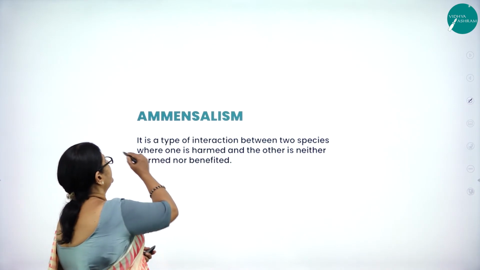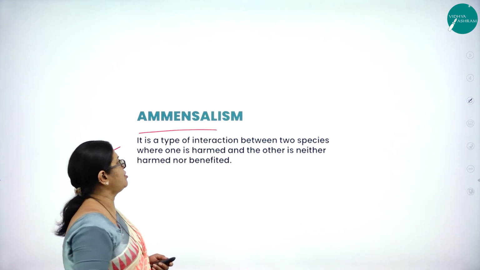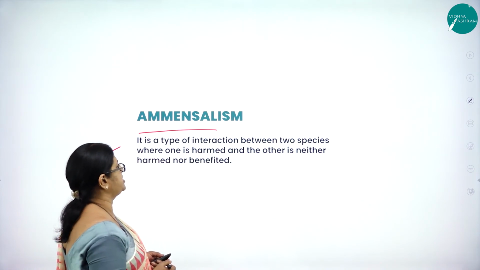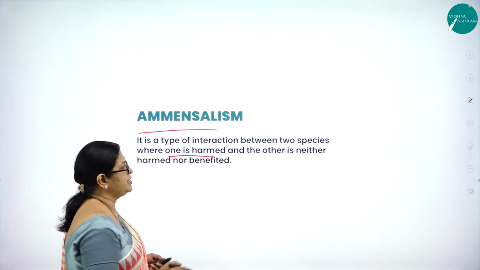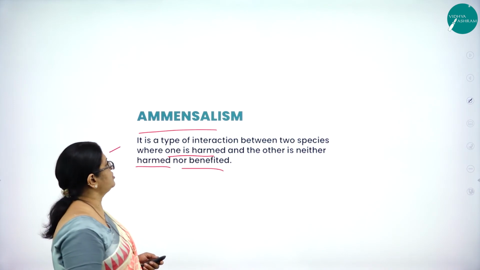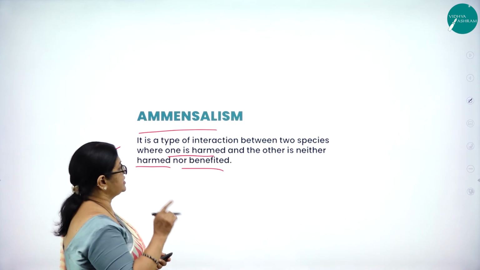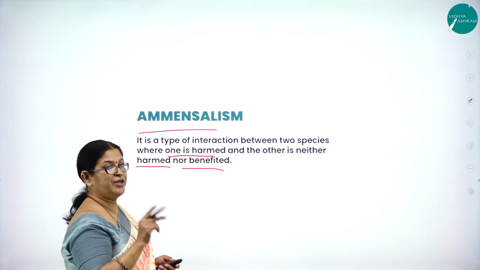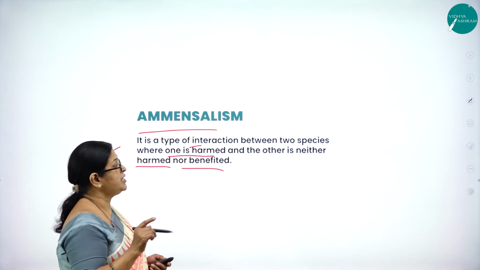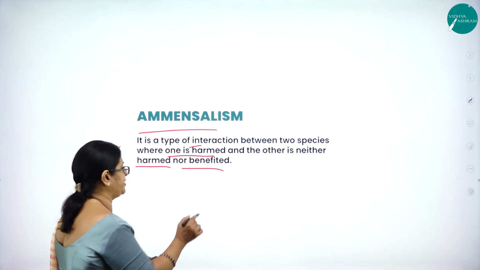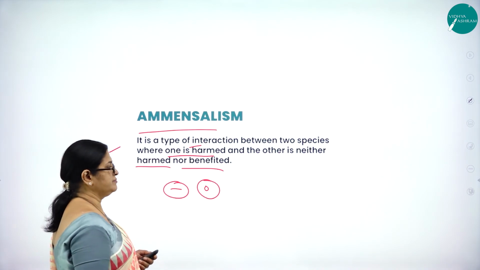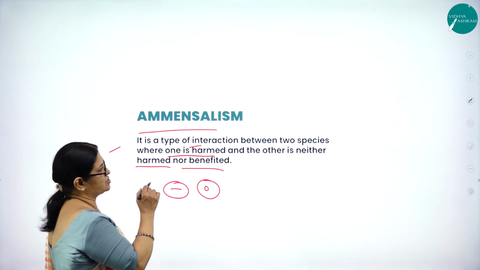Moving on to one more very important interaction called commensalism. It is a type of interaction between two species where one is harmed and the other is neither harmed nor benefited. So what is commensalism? It is a type of interaction between two species where one is harmed, definitely one is harmed, and the other is neither harmed nor benefited. So it will be minus like this. Right? So that is called commensalism.